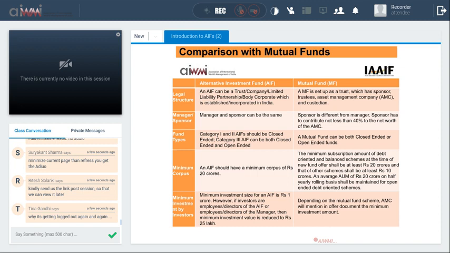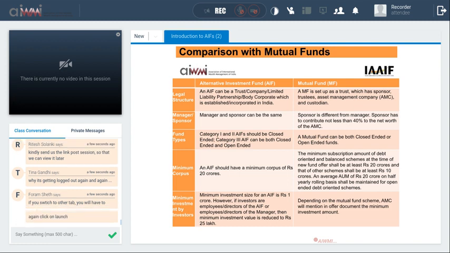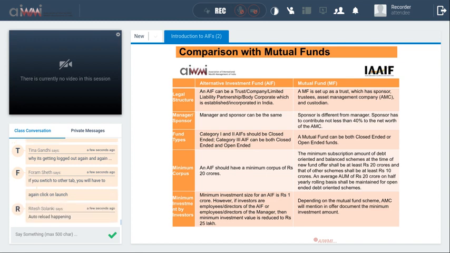After the creation of the AIF, they will immediately appoint an asset management company, which in this case is an AIF manager, and that AIF manager will look after the day-to-day affairs of the AIF, and the trustee will be in the background, ensuring that everything is as per the law. The fund is being run as per all SEBI guidelines. So very similar in terms of structure.